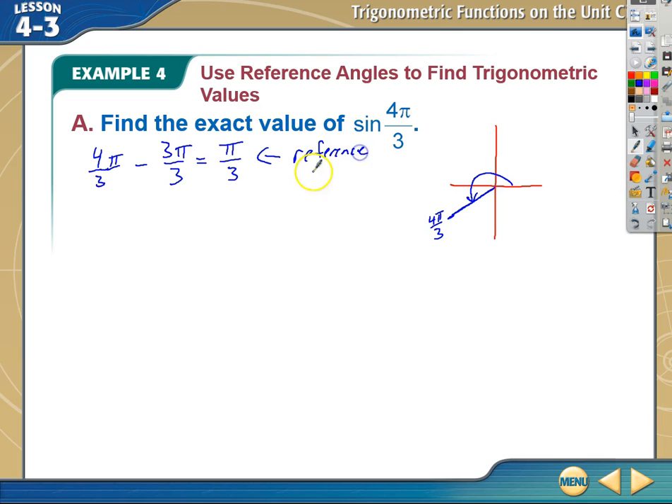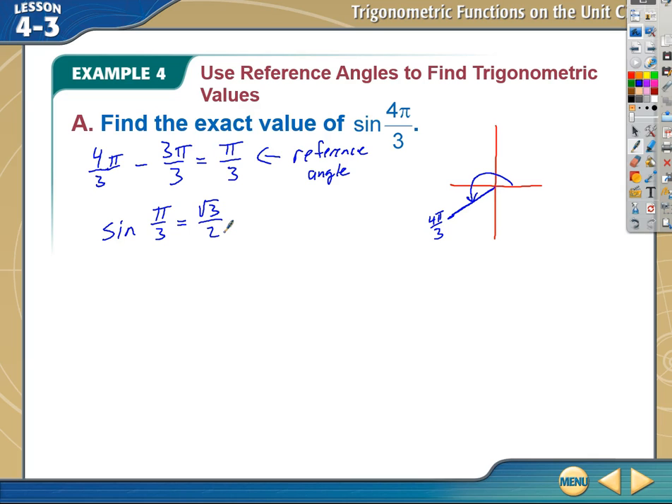Reference angle. Why do I call it my reference angle? Well, because now I want to find out what is my sine of pi over 3. Well, sine of pi over 3, we're going to either use your hand method or the way that you know, just to memorize these. I find out that sine of pi over 3 is equal to square root of 3 over 2. All right, great.